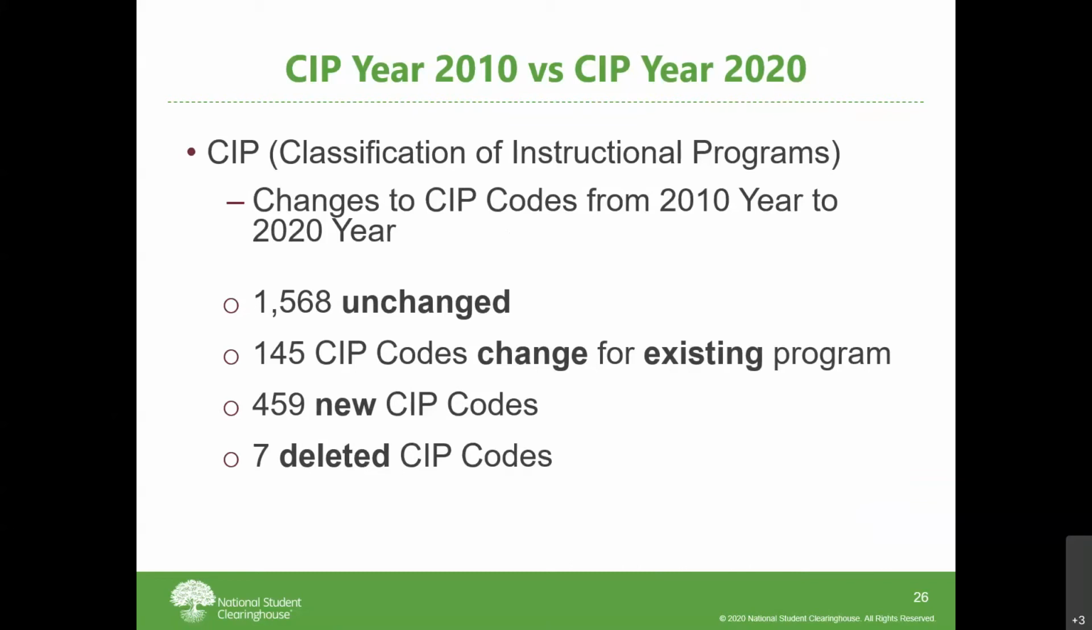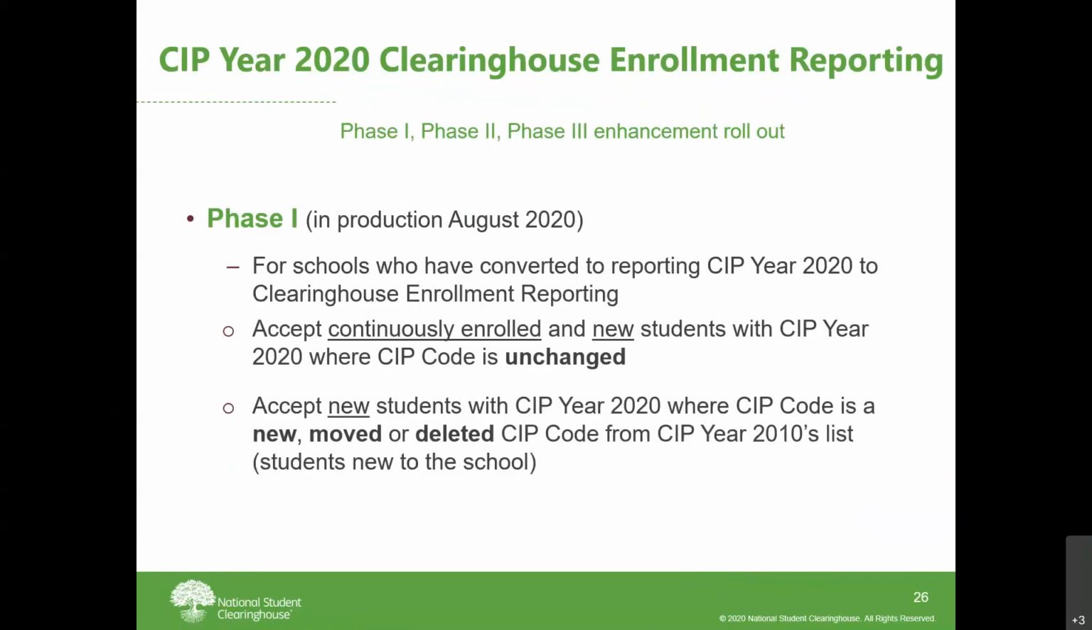And then 145 of the CIP codes are actually changing for existing programs. So we've made a lot of considerations to that, considering enrollment reporting behavior and things like that. So we've been factoring all of that in with how we're approaching the adjustment to the changeover with CIP Year 2020, and we'll get into that more on later slides. So 145 of those, and then 459 brand new CIP codes have been introduced on the list, and then they're making 7 of them defunct. So 7 will be deleted between the 2010 CIP year list and the 2020 CIP year list.